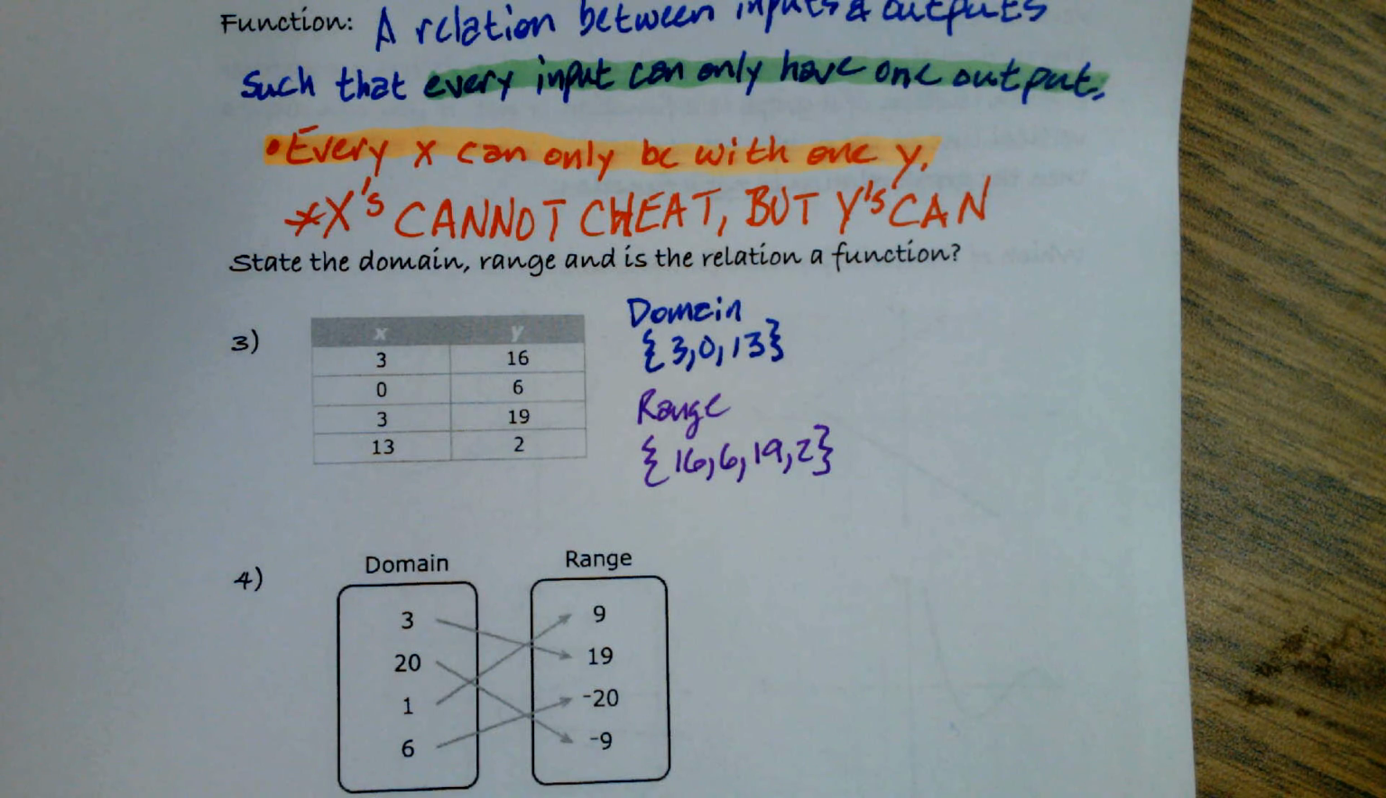Yes, this is a function, or no, it's not a function. Remember what makes it a function. X's cannot cheat, but it's okay if y's do. What about 3? I think it's the one cheating. Oh, the 3 here? Okay, well, those are the only 3s. So 3, do you guys see that 3 is cheating? Yeah. Here's why.